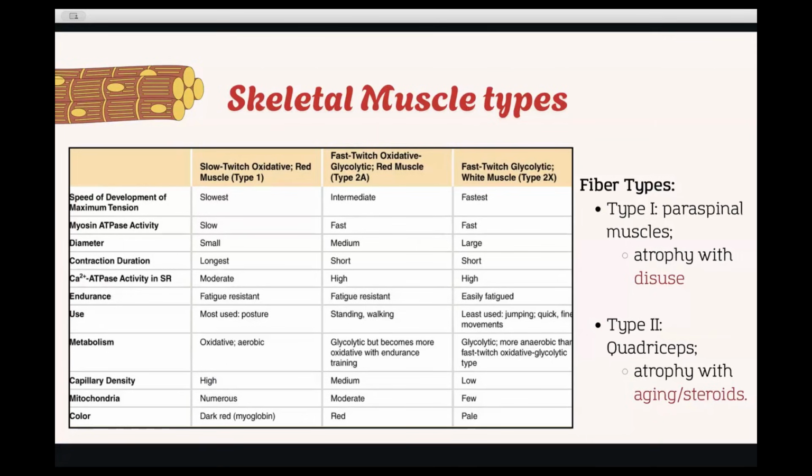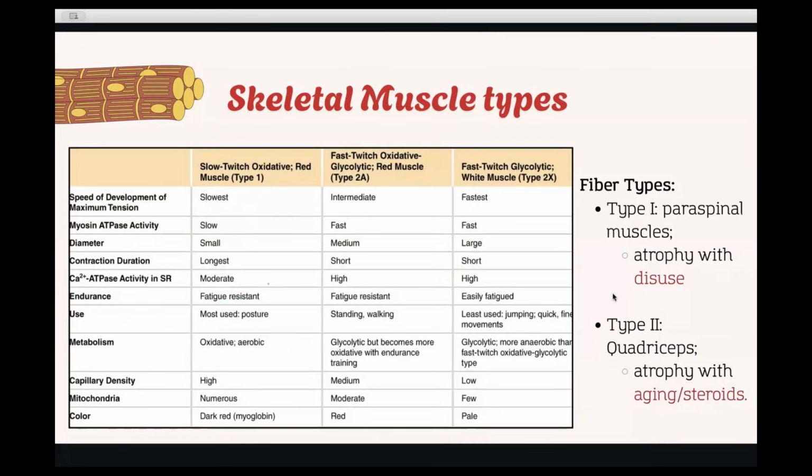Yeah, type 1 and type 2. I do not want you to memorize whatever is in this table. What I want you to understand is that type 1 muscles are those muscles that are fatigue resistant. I should have highlighted this over here. This is very important. So they are fatigue resistant. So what is an example of a type 1 muscle? It's the paraspinal muscles, which are the muscles around your spine. Those are type 1 muscles, slow twitch muscles. They are fatigue resistant.